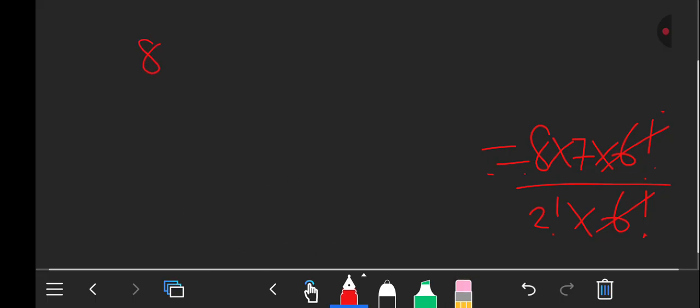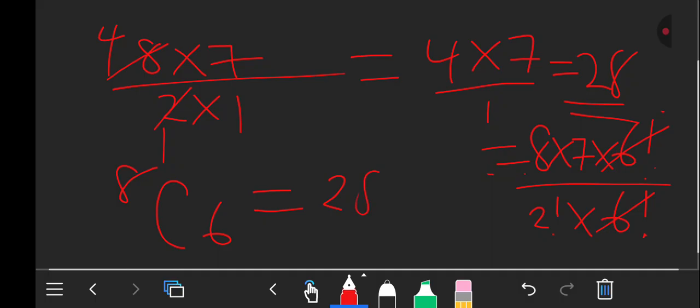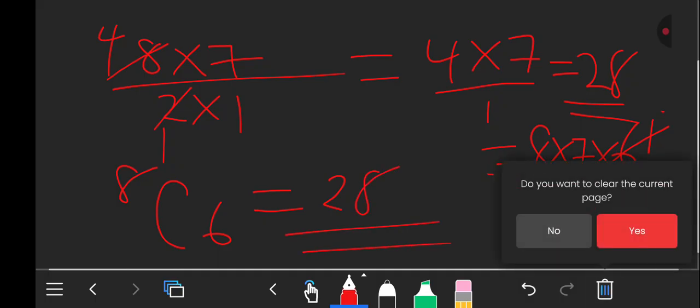So I have 8 multiplied by 7, that is what is remaining, multiplied by 2 factorial. But 2 factorial is the same as 2 times 1. So you can say 2 times 1, and this will be equal to 8 times 6 over 2 times 1. You can divide by 2 there: 2 into 2 is 1, 2 into 8 is 4. Then we can say 4 times 7 divided by 1, that is just 4 times 7, which is 28. So you can say that 8 combination 6 is equal to 28. So that is how to evaluate.